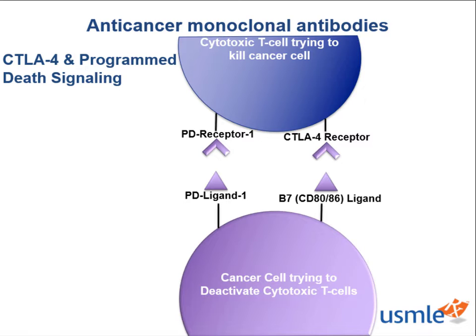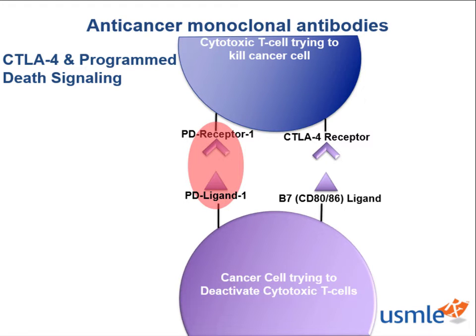So, pictured here is a cancer cell in purple, trying to deactivate a cytotoxic T cell in blue. That cytotoxic T cell is attempting to kill that cancer cell. So, to deactivate this angry cytotoxic T cell, the cancer cell expresses PD ligand 1 and/or B7, also known as CD80/86, on its cell surface. Let's walk through both of these.